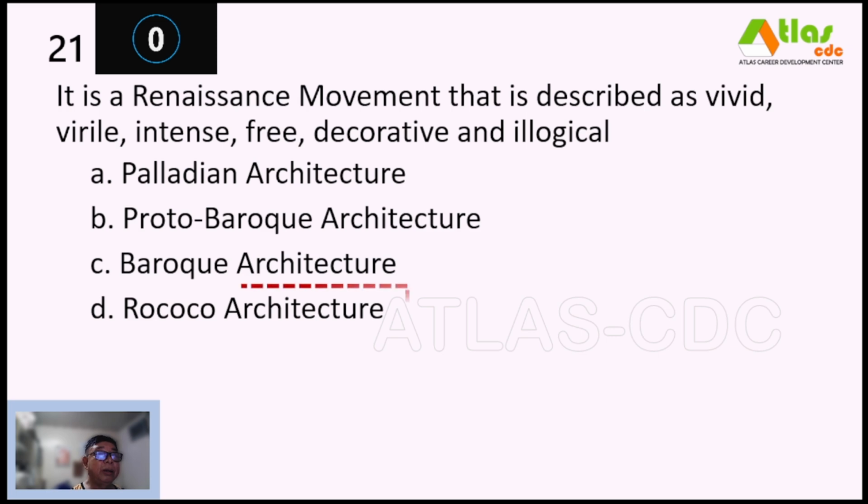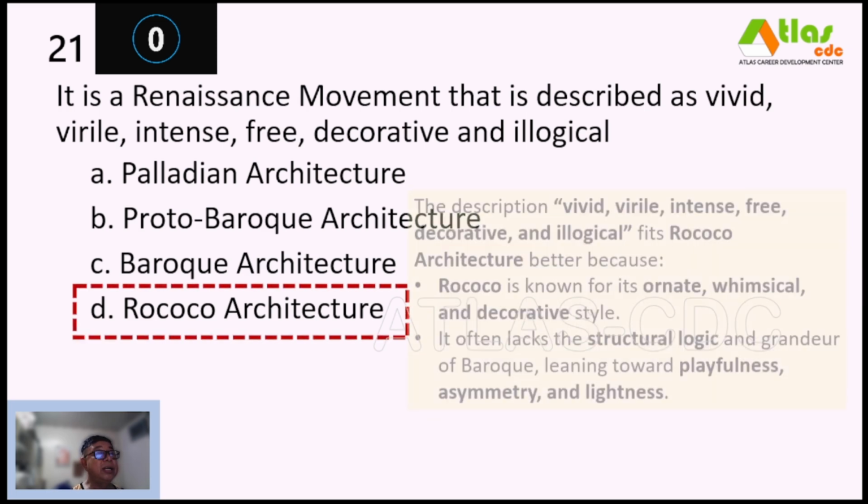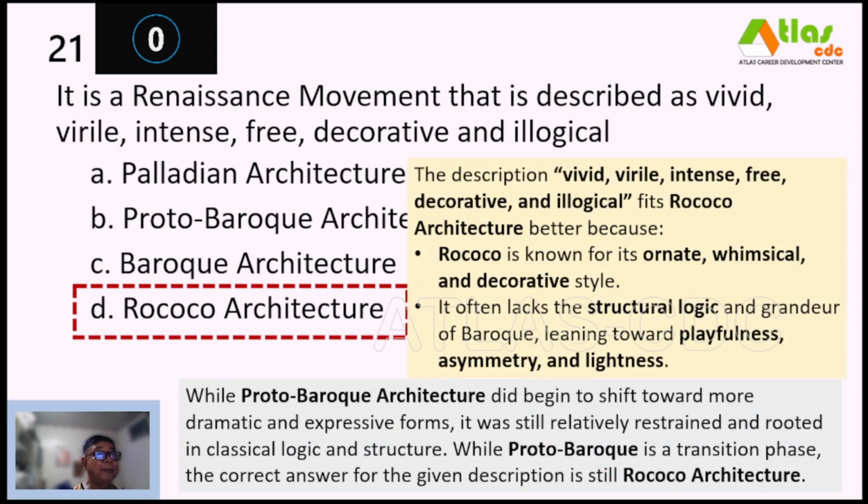And our correct answer is letter D, Rococo architecture. So the description, vivid, virile, intense, free, decorative, and illogical, fits Rococo architecture because Rococo is known for its ornate, whimsical, and decorative style. It often lacks the structural logic and grandeur of Baroque, leaning towards playfulness, asymmetry, and lightness.